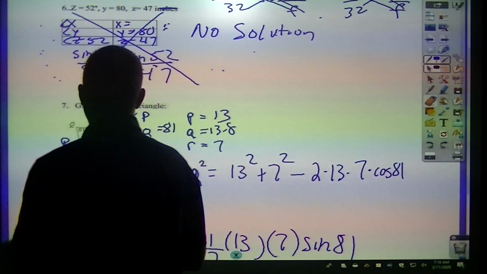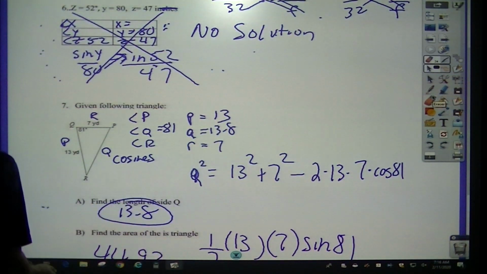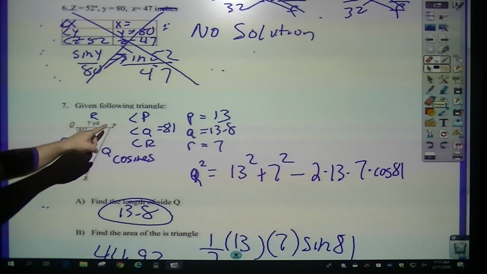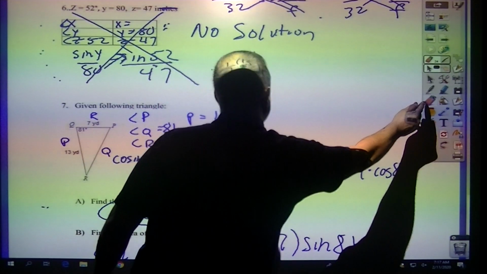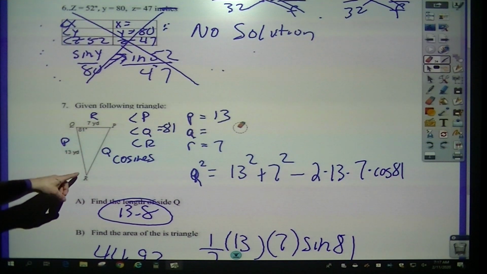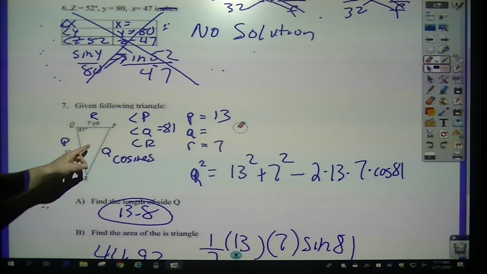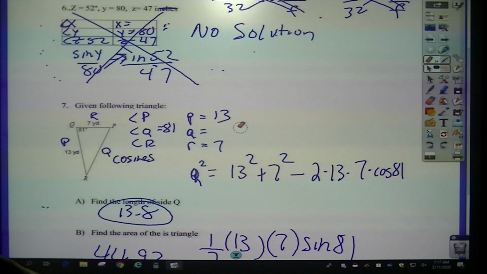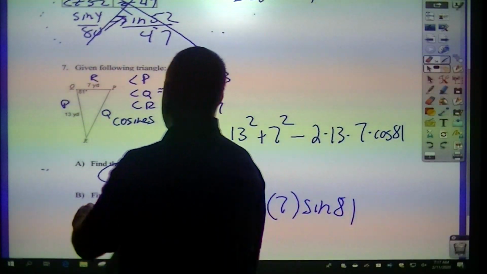Now, the big thing you want to do on this one is label your letters. So this would be R, this would be P, this would be Q. That's going to help you. So what they gave you in this original problem is angle Q, 81, side P of 13, side R of 7.